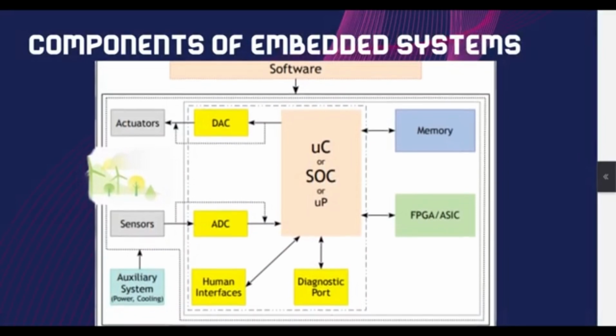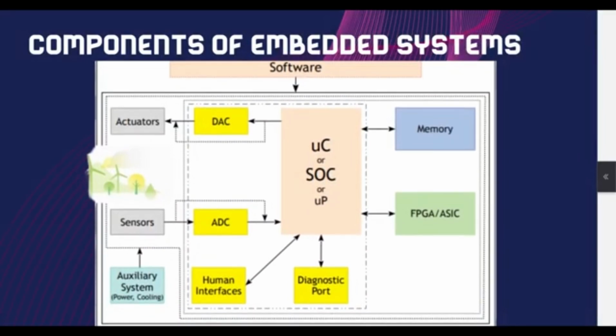These are the components of an embedded system. First one is software. It provides instructions for the microcontroller or microprocessor. Next one is microcontroller, SoC, or microprocessor. These are the CPU that execute software instructions. Then memory stores data and instructions for a microcontroller or microprocessor. Next is DAC and ADC.